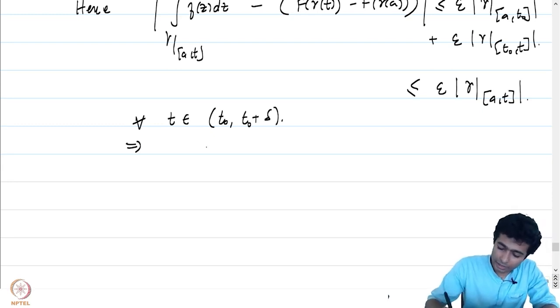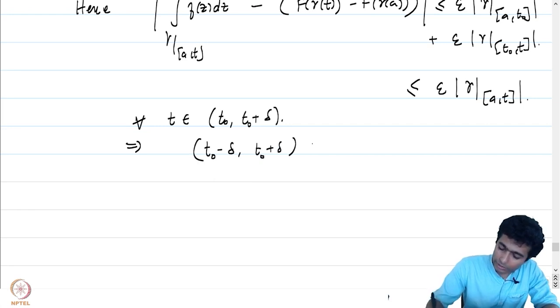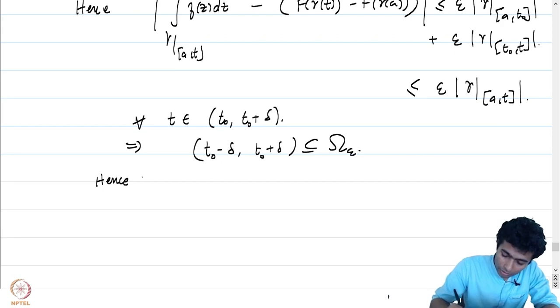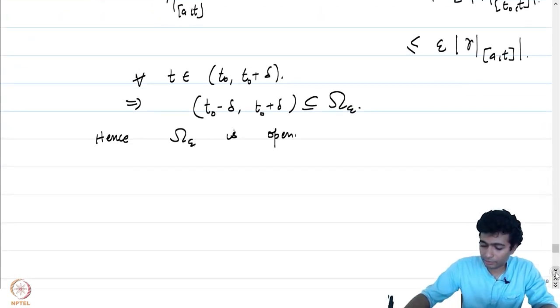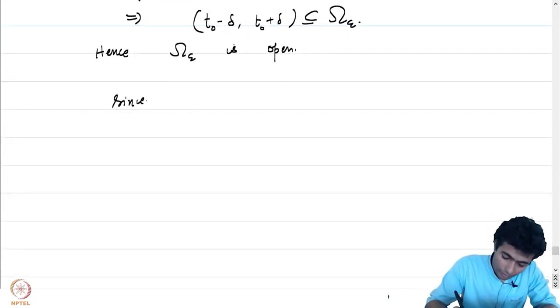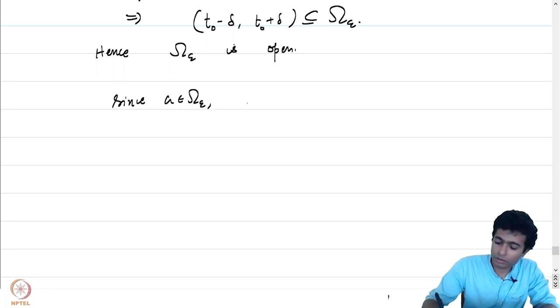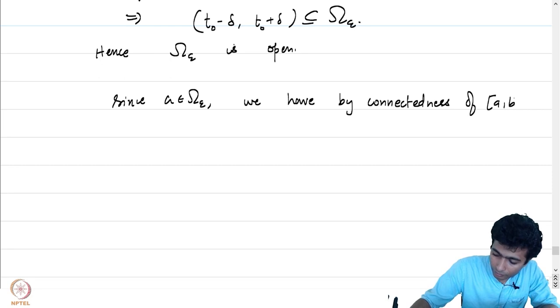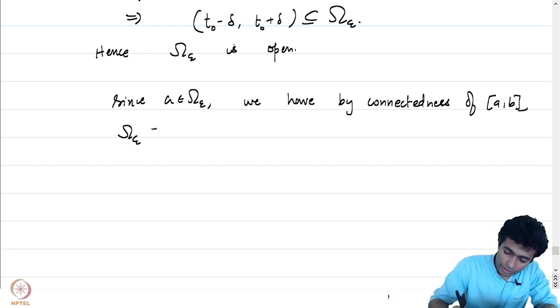Which implies that t naught minus delta to t naught plus delta is contained in omega epsilon. Hence, omega epsilon is open. It means that it is both open and closed and contains a, so we have by connectedness of A comma B, omega epsilon is equal to A comma B.